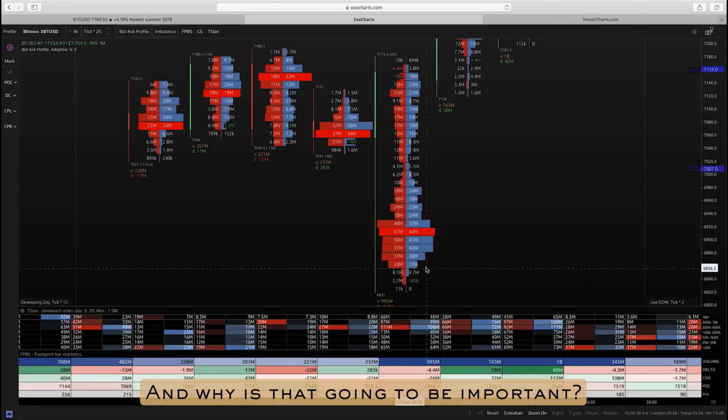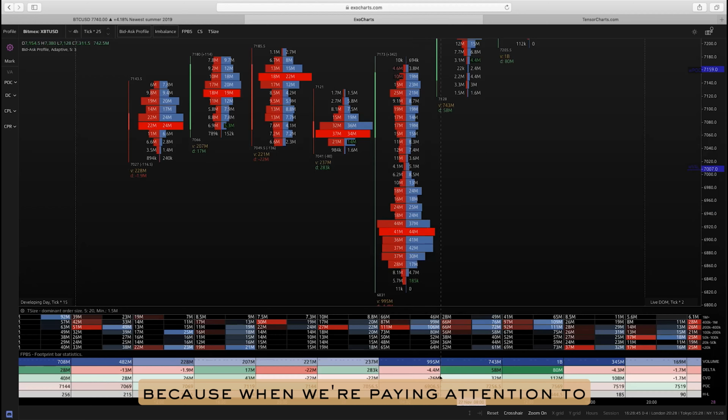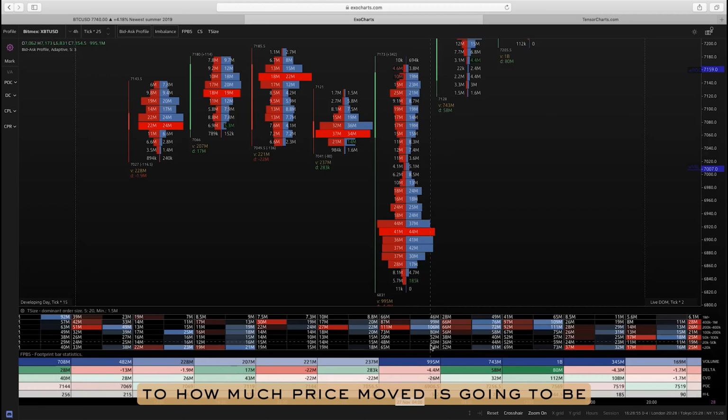And why is that going to be important? Well, knowing what the high and the low is is going to be important because when we're paying attention to the delta in favor of buyers or sellers, and we see that a certain amount was aggressively bought, paying attention to how much price moved is going to be an important thing to pay attention to.